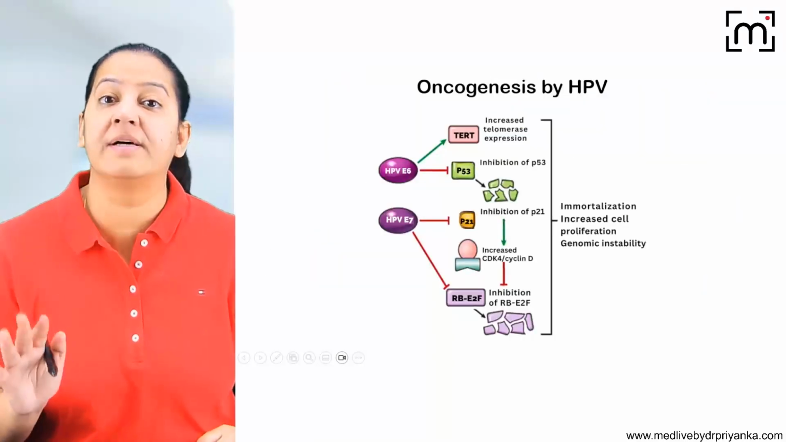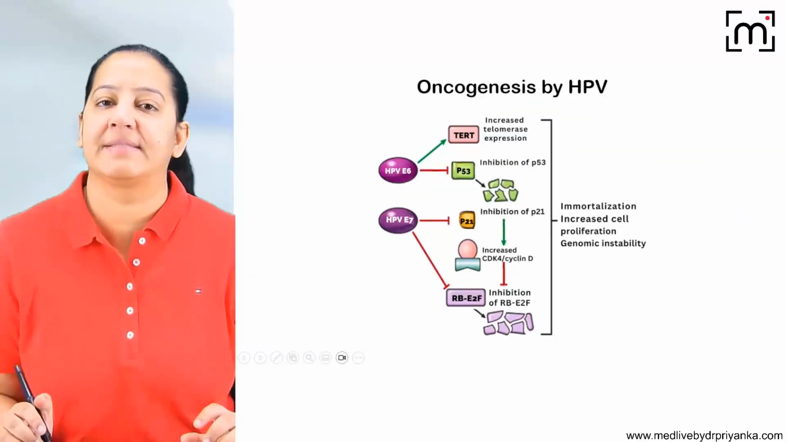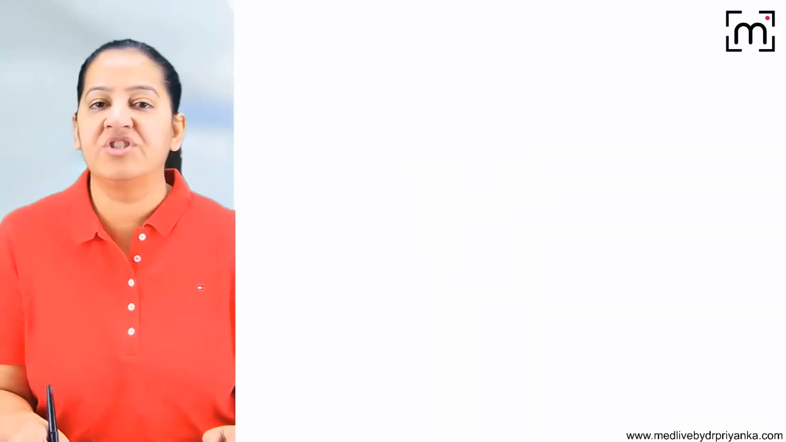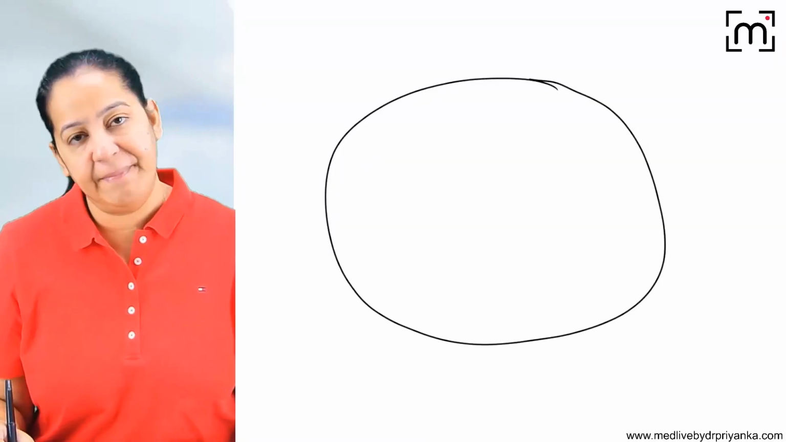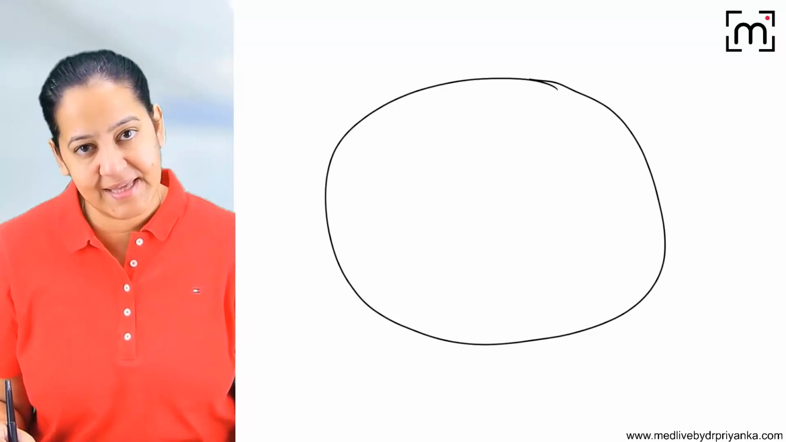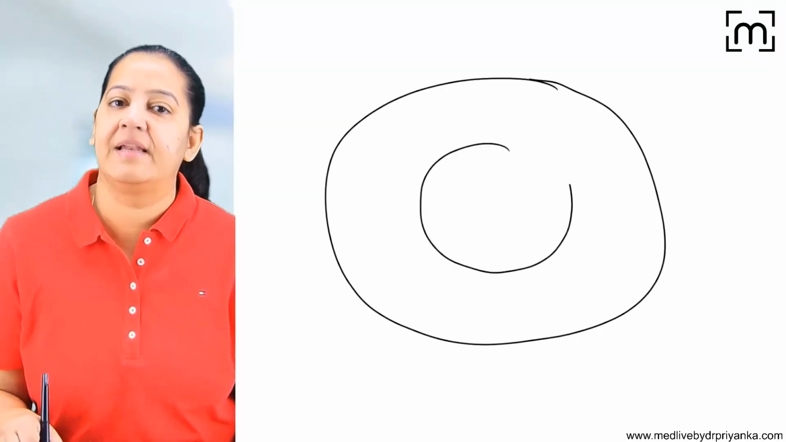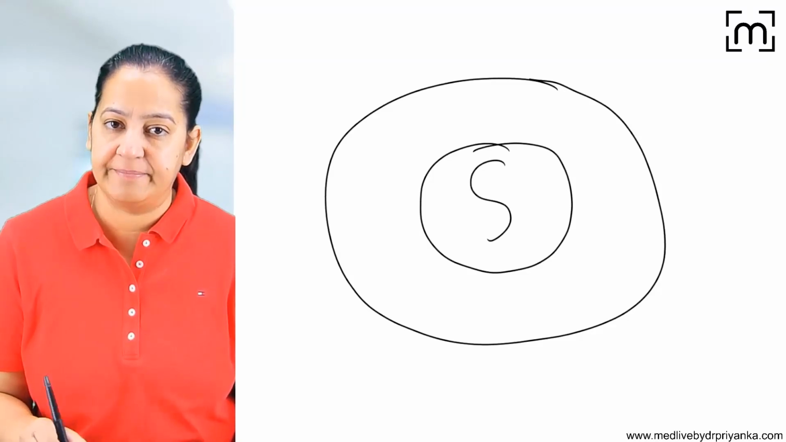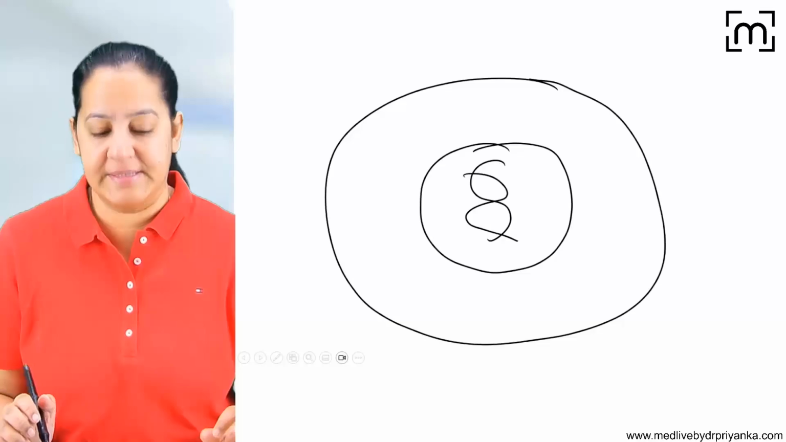Now you tell me, how is HPV causing oncogenesis? How is it leading to cancer? So let me draw a genital cell. This is a cell of the genitalia. Maybe the male, if the male is there, this is the penis cell, and if the female is there, this is the cervix cell. This is the nucleus of the cell, inside which this is the DNA. This is a human cell. This is a host cell, the human cell.